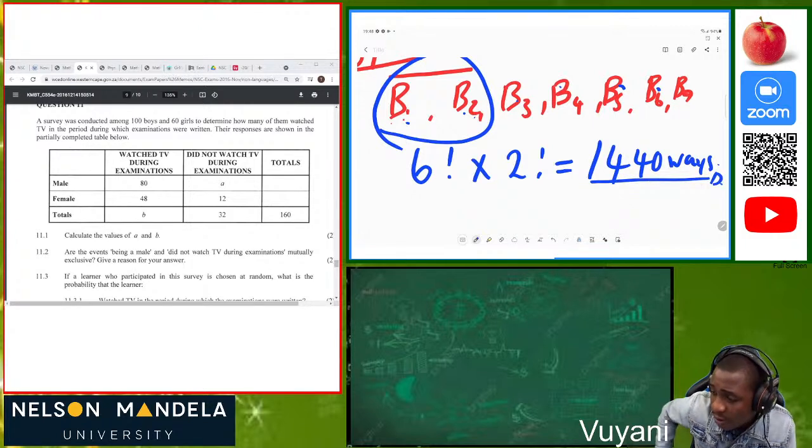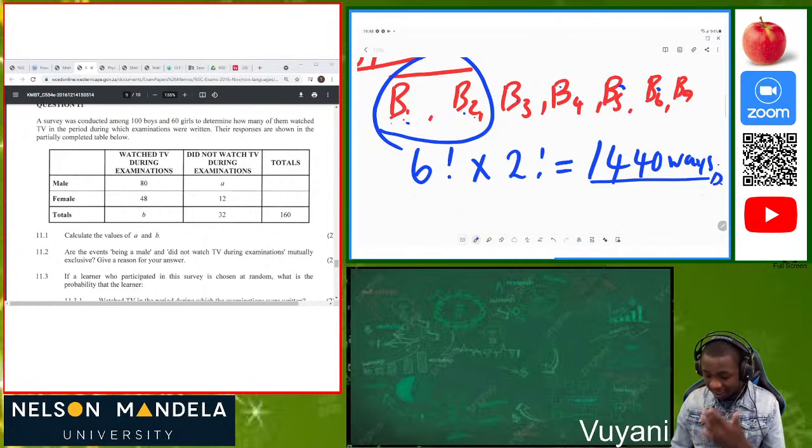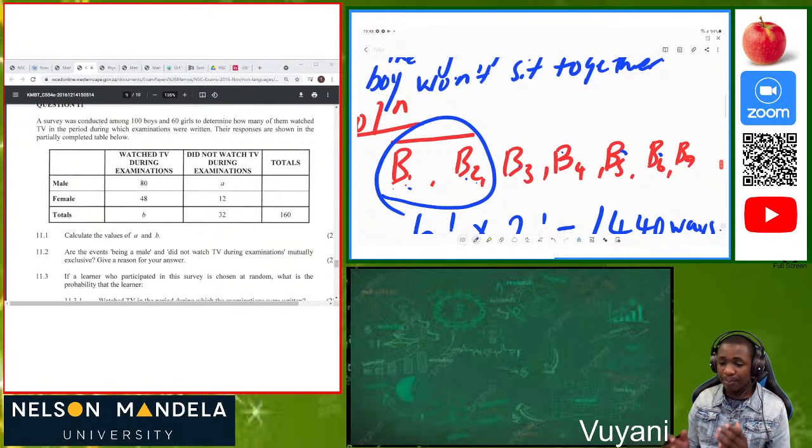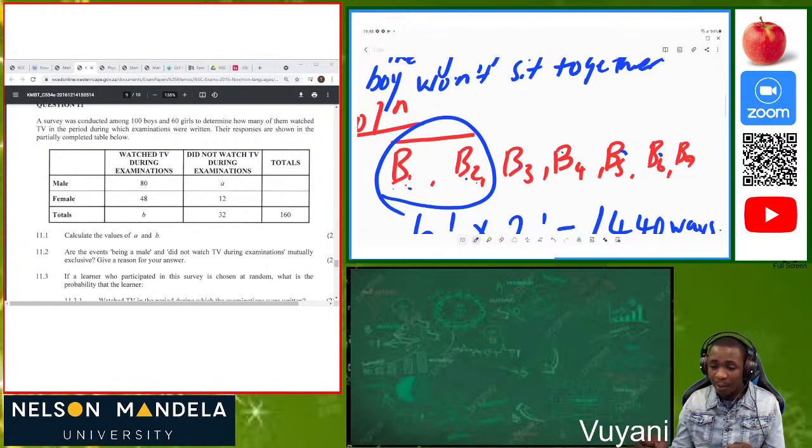And that's 140 different ways. Let me repeat this question again. We say that we have 7 places for the boys to sit on the bench. Now, if the younger boy and the older boy sit next to each other, how many different ways will they be able to sit on the bench?